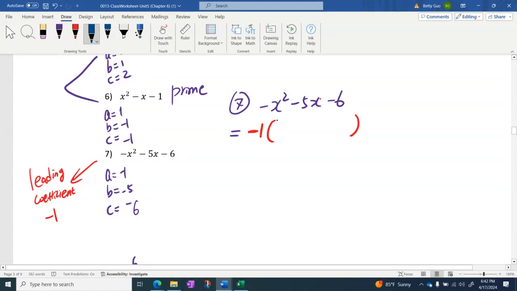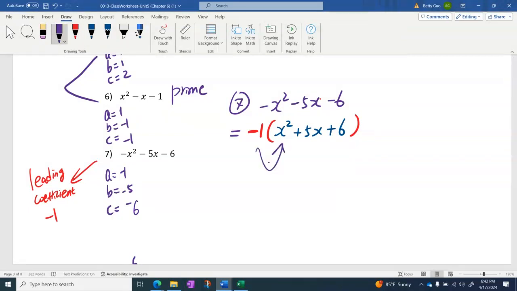So what we should have in the parentheses is x squared plus 5x plus 6. Do you agree? Because we are factoring out -1, all the 3 terms change to their opposites in the parentheses. And you can reverse to double check. -1 times x squared is -x squared. -1 times 5x is -5x. -1 times 6 is -6. Do you agree, guys? Very good.